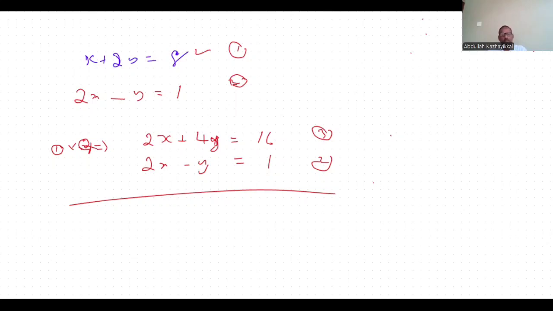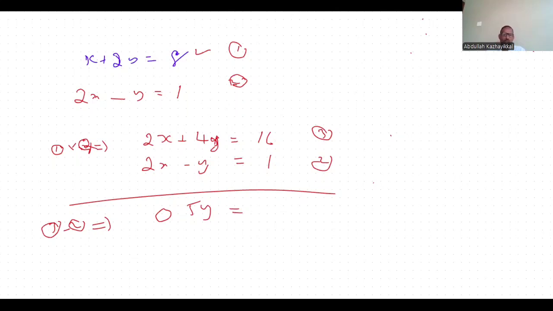Equations 3 and 2. We can subtract equation 3 minus 2, which is 0. Then 4y minus 5y, which is minus 5y. Are you following or not? 4 minus 5y is equal to 16 minus 1, that is 15.